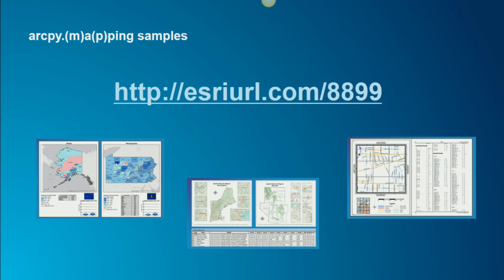So what Jeff and I do and a lot of other presenters do is we create these shortened URLs. So what I'm showing you here right now is a really great shortened URL, esriurl.com, 8899. Just have to remember 8899 and that prefix. And that'll bring you to an ArcGIS Online web page that allows you to download a lot of samples that we make available, both in arcpy mapping for ArcMap or arcpy.mp for Pro.